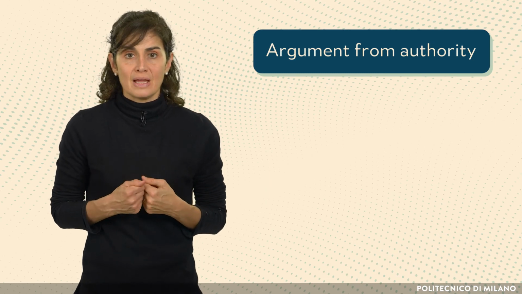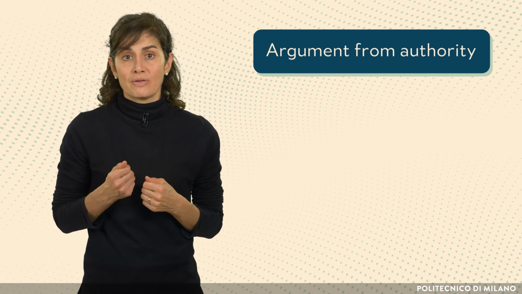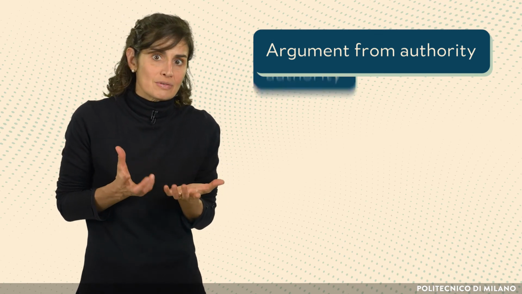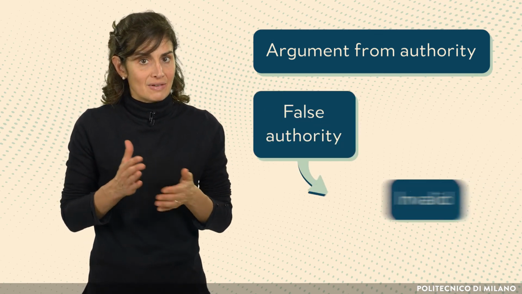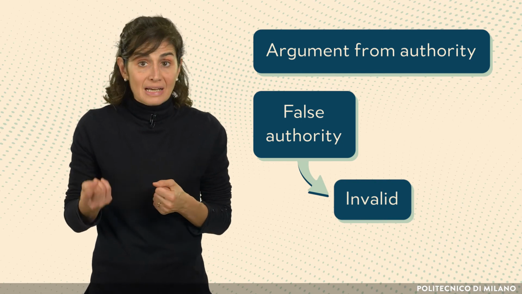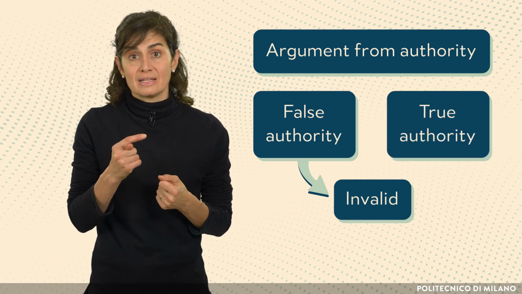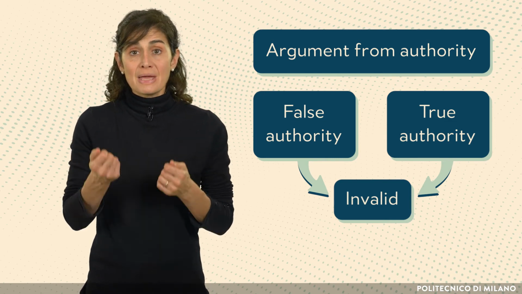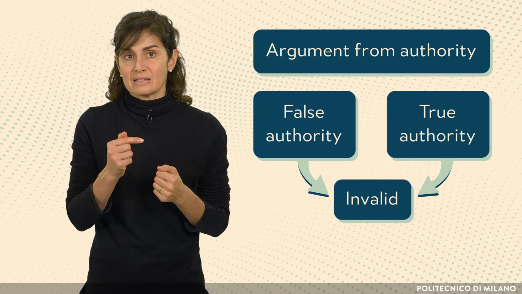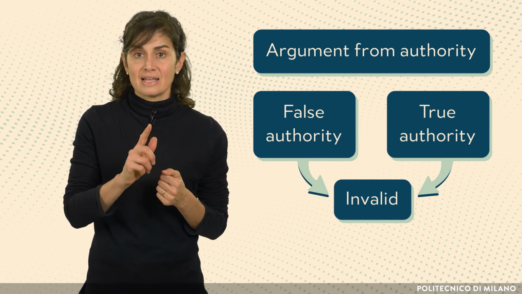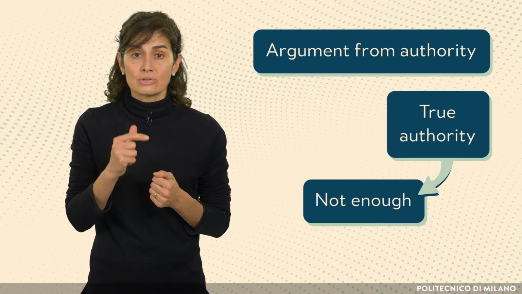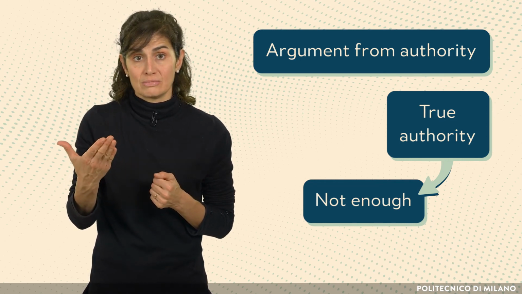Eventually, the fallacy of the argument from authority. It takes place when we use an authority to support a claim. When the appeal is made to a false authority, then the invalidity is evident. But even if the authority is valid, still the argument is a fallacy. Why? Because the mere fact that the authority X says that Y is true is not enough per se to conclude that Y is true.